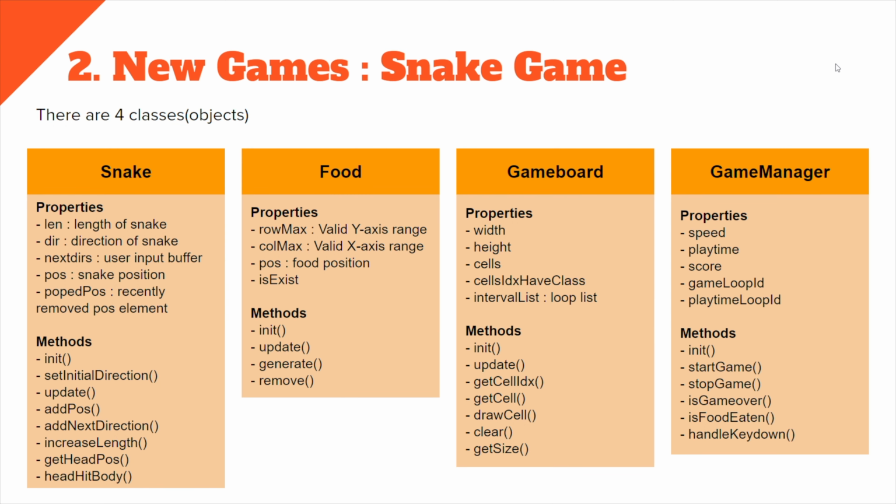There are 4 classes: Snake, Food, Game Board, and Game Manager. Game Manager manages Snake, Food, and Game Board, and each class has the methods initializing and update. Game Manager calls the methods and uses the properties at an appropriate timing.